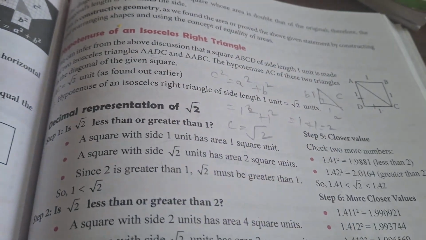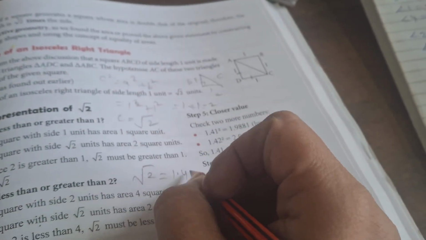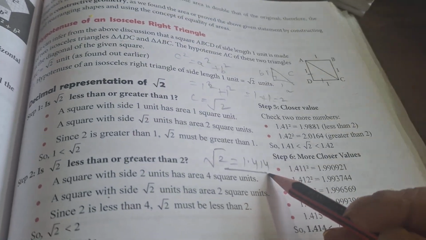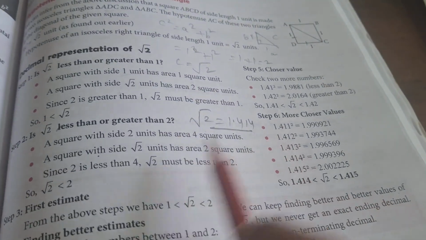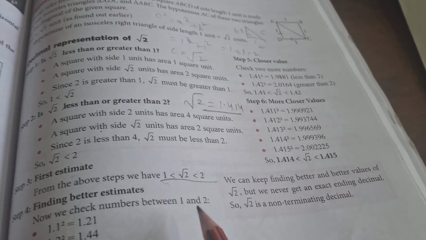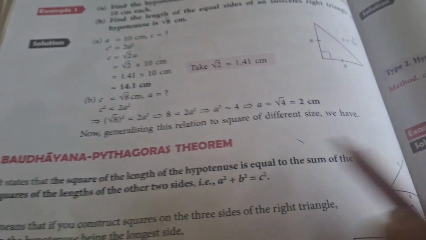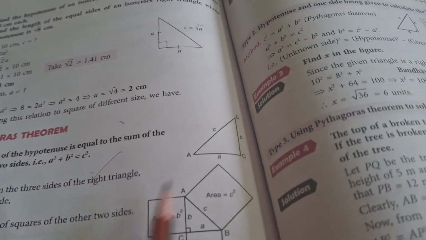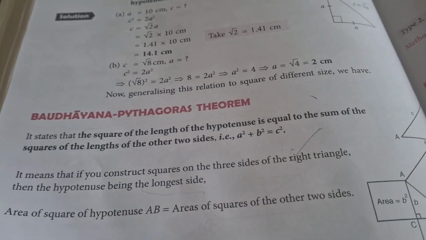Root 2, we know the value of root 2, always learn the value of root 2. Root 2 is equal to 1.414. This is the value of root 2, learn this. By the value of root 2, you can see that it is always greater than 1, but it is less than 2. So root 2 lies between 1 and 2, greater than 1 and less than 2. See in your book, it is the Bodhayana-Pythagoras theorem. It is also given in your book, figure. Hypotenuse being the longest side.